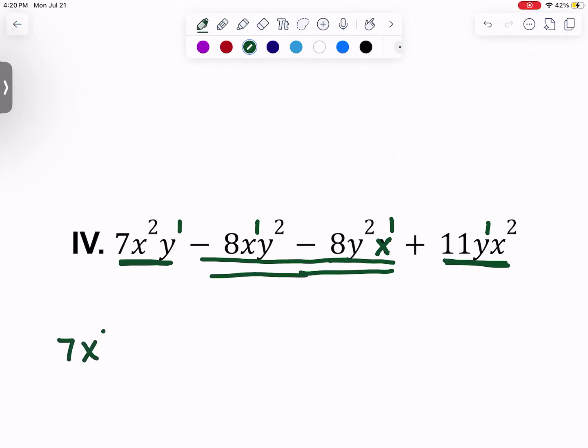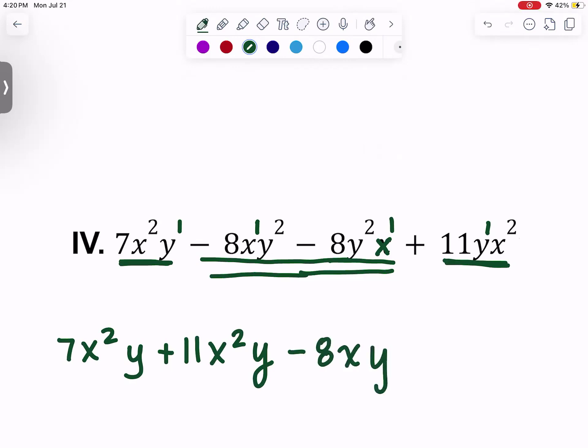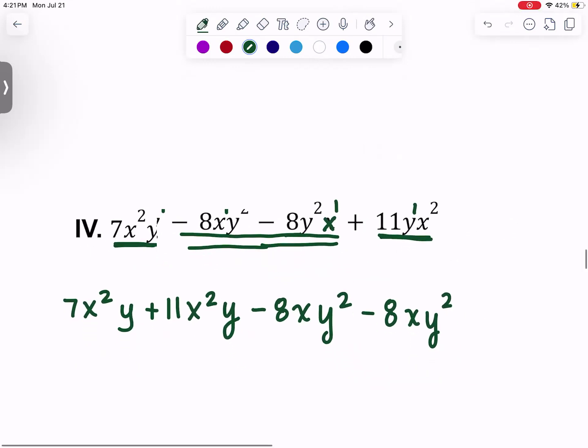Let's rewrite it with x in front of y, just like our alphabet. Let's put the like terms next to each other, but that 11 term, we're going to put x squared in front of y. Same with the negative 8, so we're going to put x, then y squared, minus 8x, then y squared. So it's easier to read.